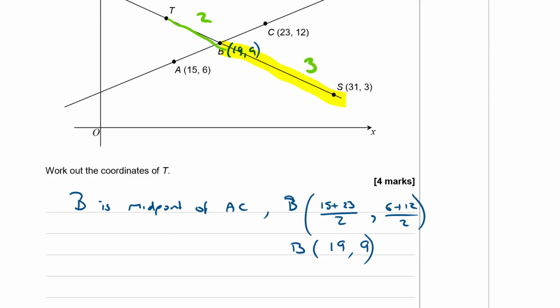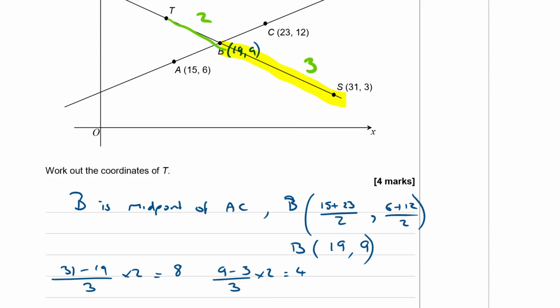So 31 take away 19, divided by 3 and then times by 2, is going to give me 12 divided by 3 is 4, times 2 is 8. And with the y coordinates, doing the same thing: 9 take away 3, divided by 3 and times by 2. 9 take away 3 is 6, divided by 3 is 2, times 2 is 4. So that is the distance to the left and up from B to get to T.